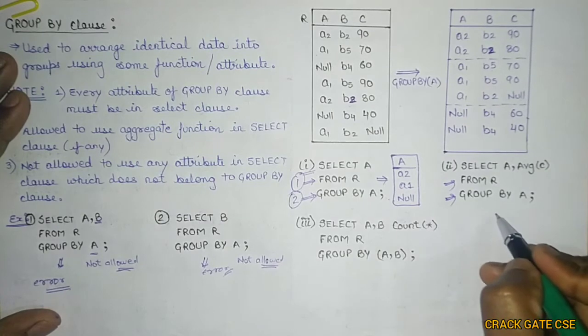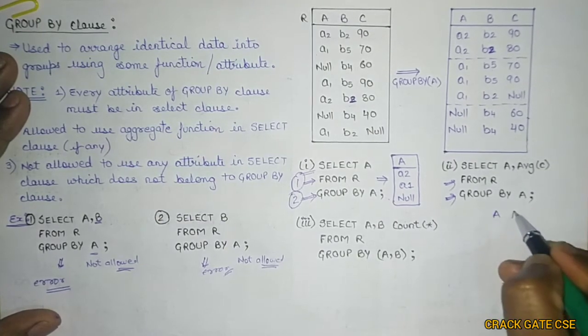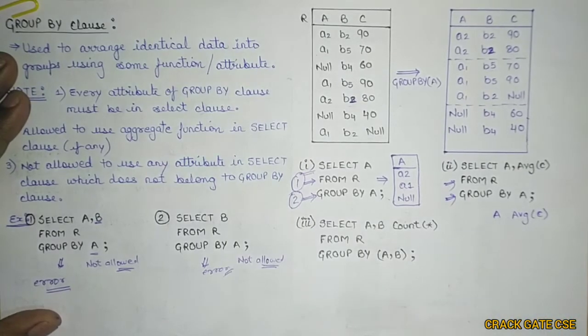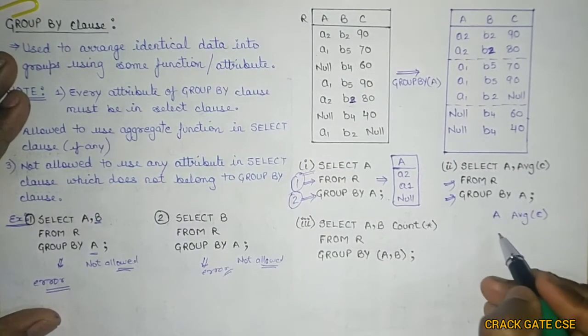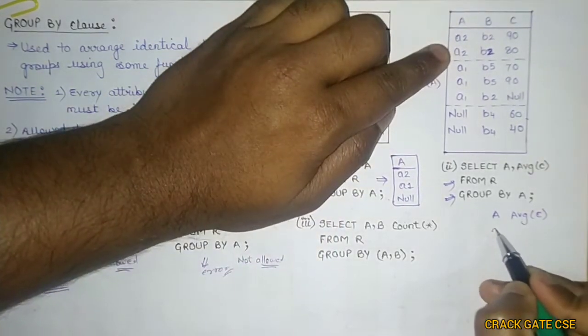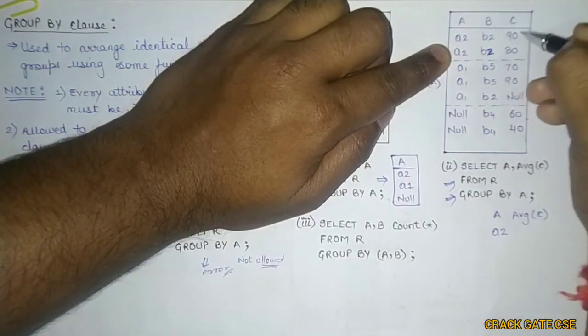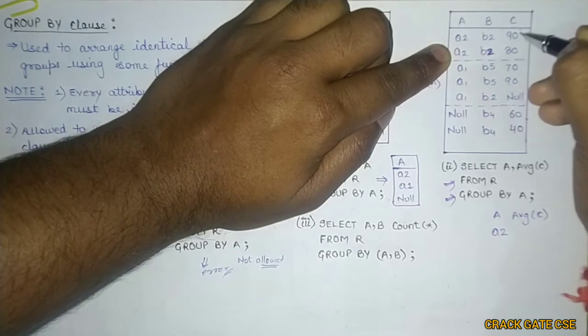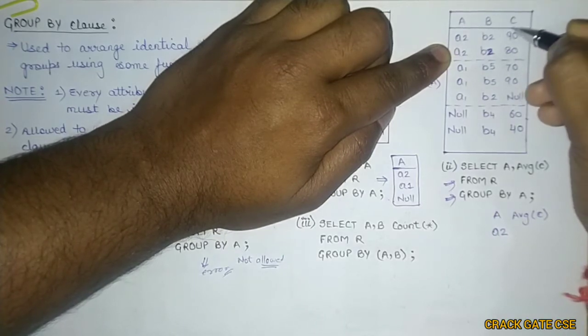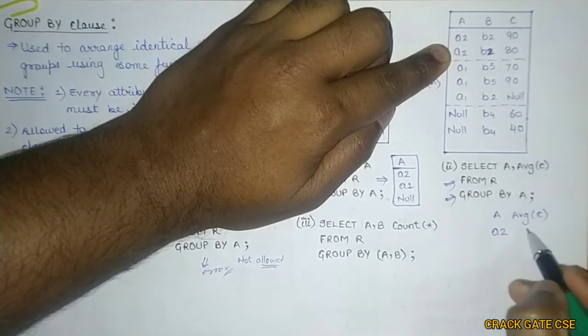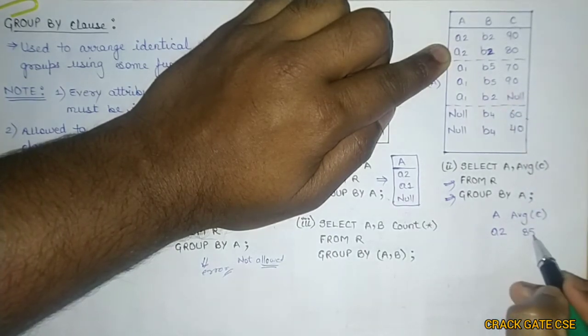So what will be the output? A and average of C. These will be two columns, and what will be the value? See, there is a group of A2. What is the average of C values? We have to sum these two values and divide by 2. What will be the average? 90 plus 80 divided by 2. It will give you 85.